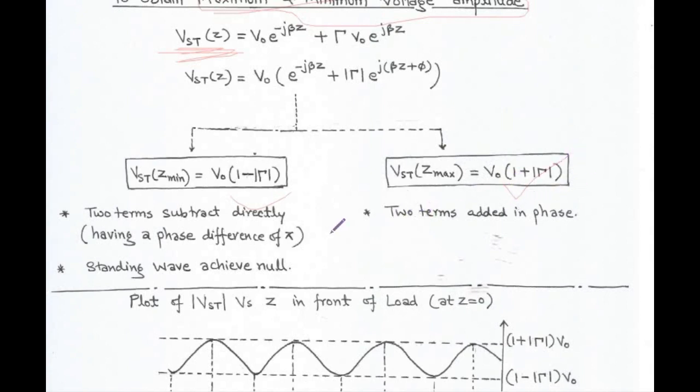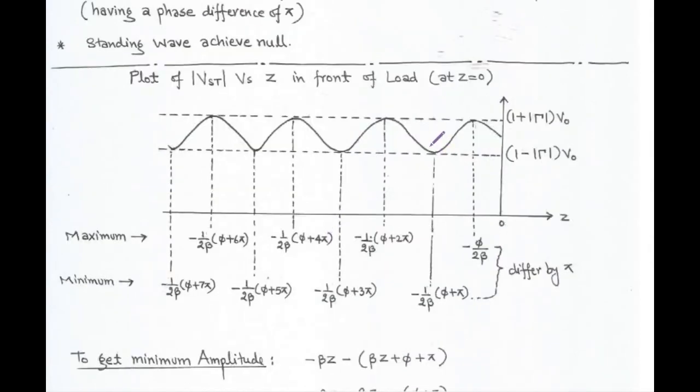Now we plot the maximum amplitude and minimum amplitude as a function of Z only, and here we consider the load impedance at Z equals 0 and the transmission line occupying negative values of Z. So here we plot mod of V suffix st versus Z, that is the amplitude versus position. In this region, Z less than 0, is a lossless transmission line, and in this region there is a standing wave. So here we consider a standing wave that has a maximum amplitude and minimum amplitude. The minimum amplitude is (1 minus mod of tau) V0 and the maximum amplitude is (1 plus mod of tau) V0. And here we consider the total voltage as a function of Z only.